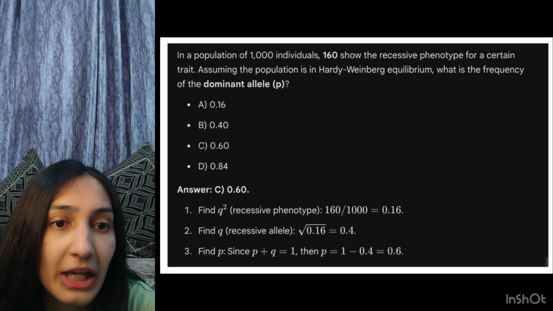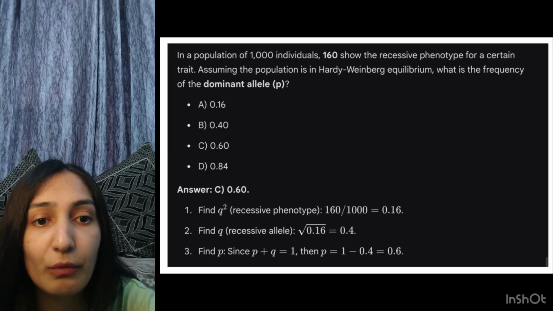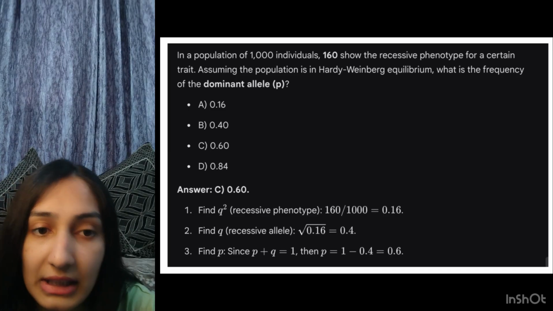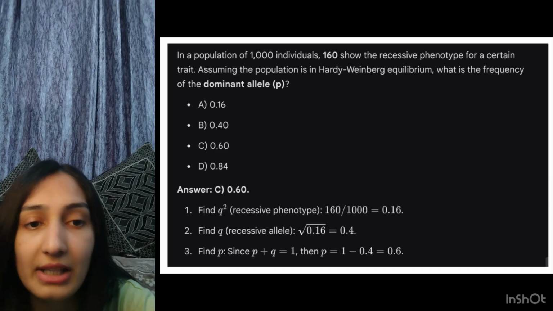Next question. In a population of 1000 individuals, 160 show the recessive phenotype for a certain trait. Assuming the population is in Hardy-Weinberg equilibrium, what is the frequency of the dominant allele? These are the options, and the correct answer is C, that is 0.60.